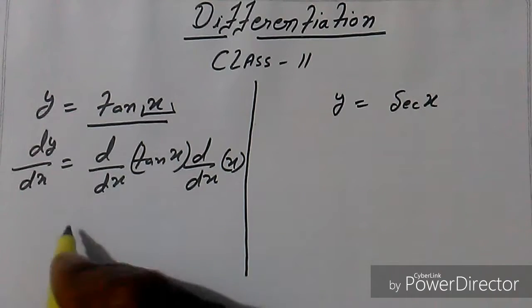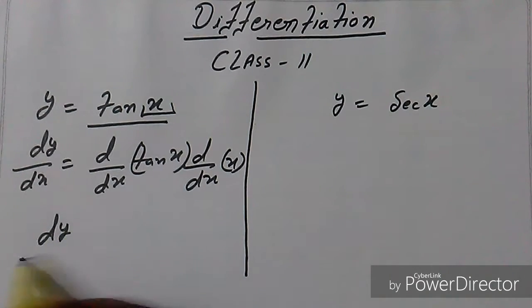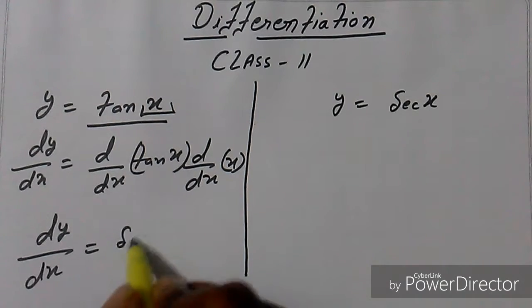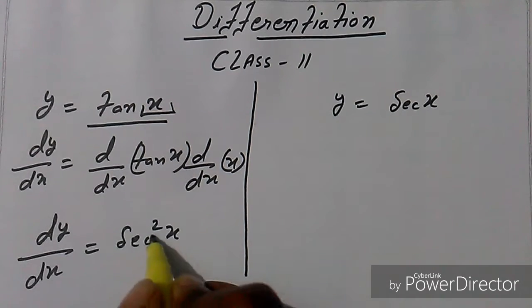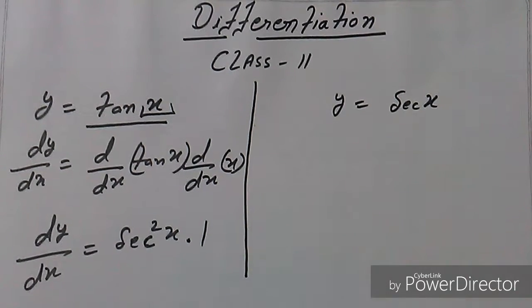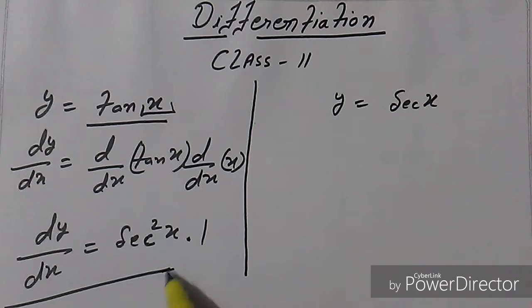Okay my friends, then dy by dx is equal to, the derivative of tan x is sec square x, and the derivative of x is 1. That is the derivative of tan x.